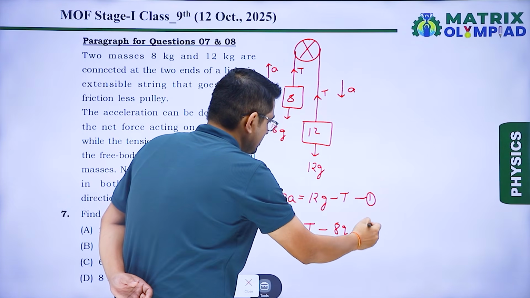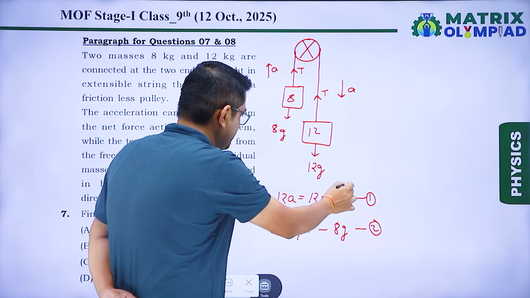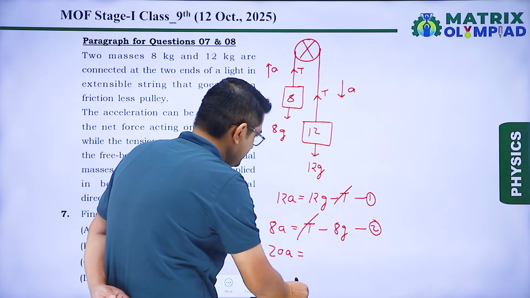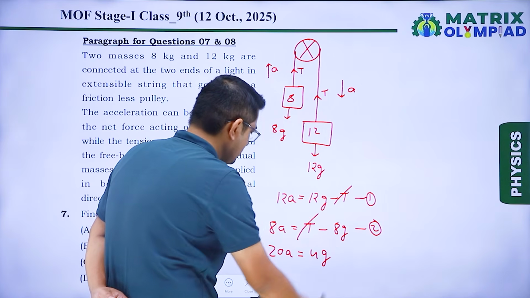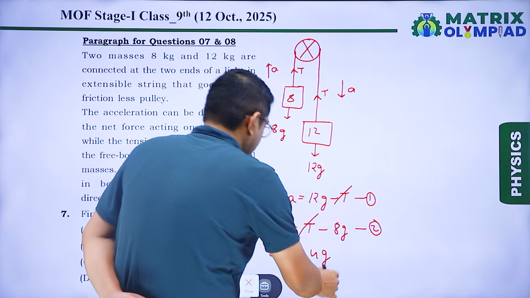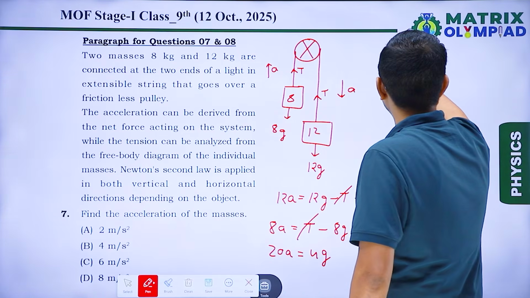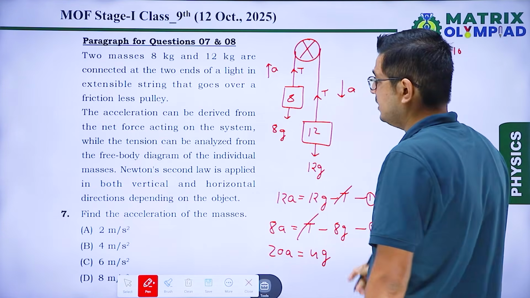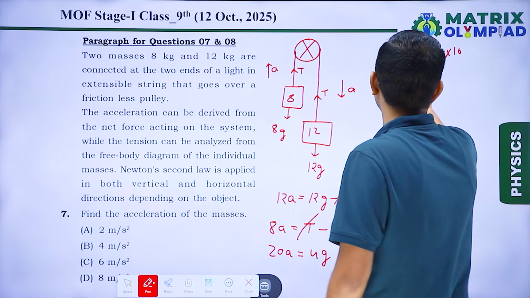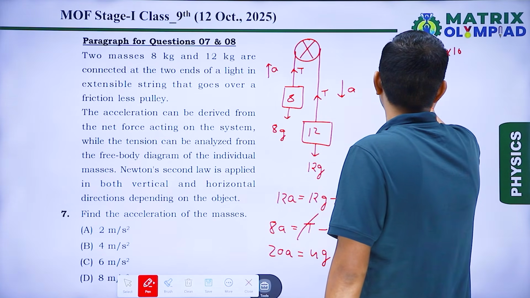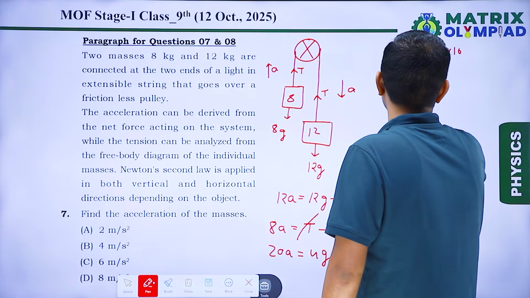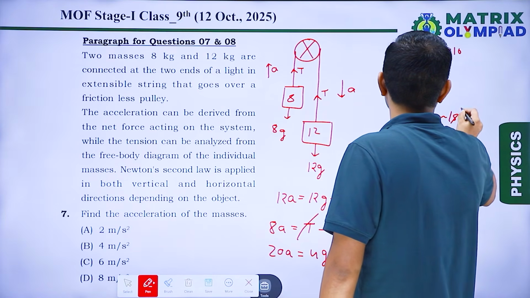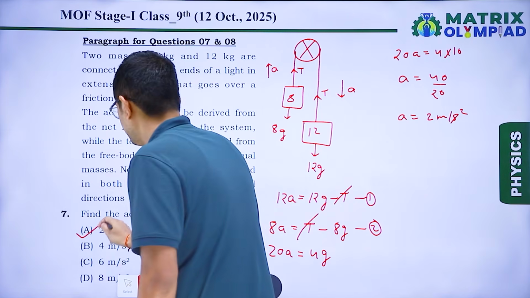Now by adding these two equations, T is cancelled by minus T, it will become 20a equals 12g minus 8g, which is 4g. If we take the value of g as 10 for simple calculation, 20a equals 4 into 10, so a equals 40 divided by 20, so a becomes 2 meter per second square. So the correct answer is option A.